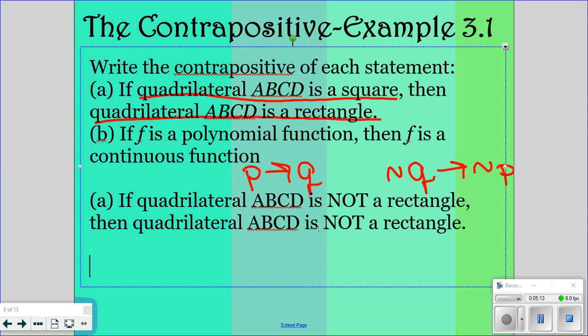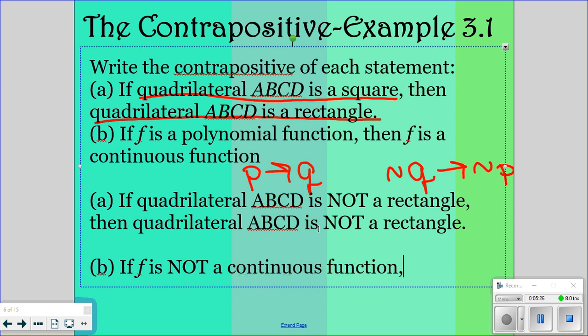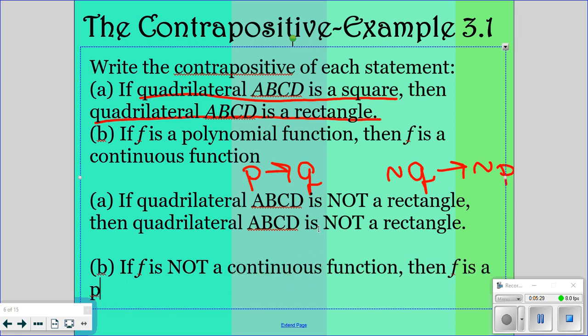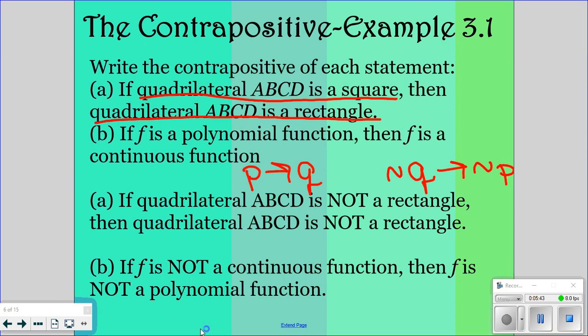So I want y'all to try B, and I'm going to type it out. Once you finish, look up and see if you got the same answer as me. So your contrapositive should be, if f is not a continuous function, then f is not a polynomial function. So that's how you make the contrapositive. Just switch them and negate both of them.